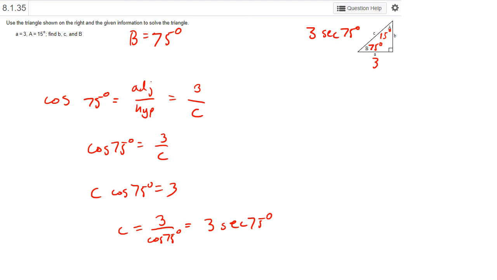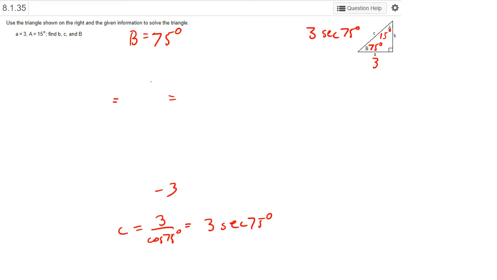We still need to find our side length b. Now I do know the length of c, so if I set up something like the sine of 75 degrees, I would have opposite b over hypotenuse c, which I now know the length of. But let's go ahead and use our nice value of 3 as one of our given sides, just so that the numbers don't look quite as ugly.